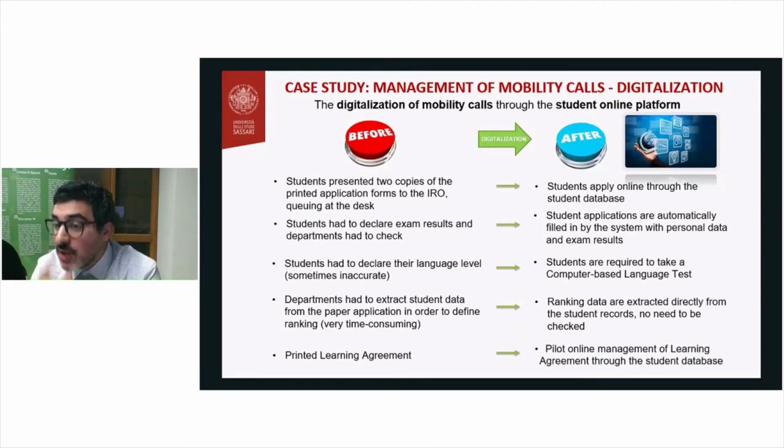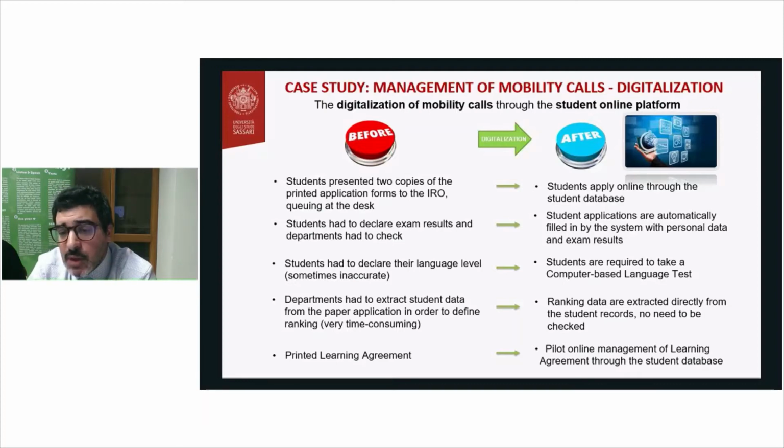So today, students, through the digitalization process that we implemented, are required to take a computer-based language test in order for the grant to be assigned to them. Okay, so at least a minimum level of language proficiency is necessary to benefit from an Erasmus grant.